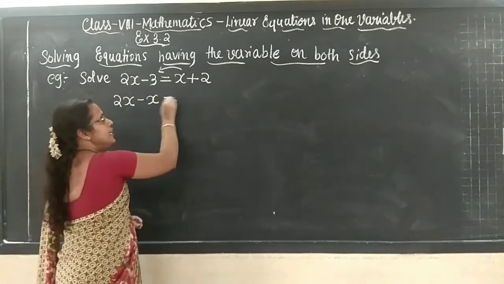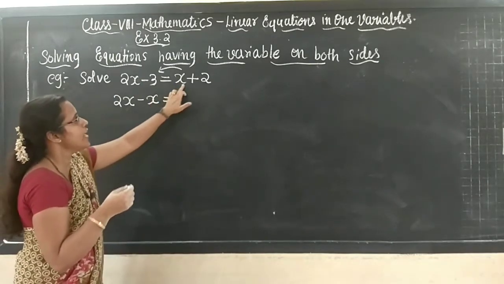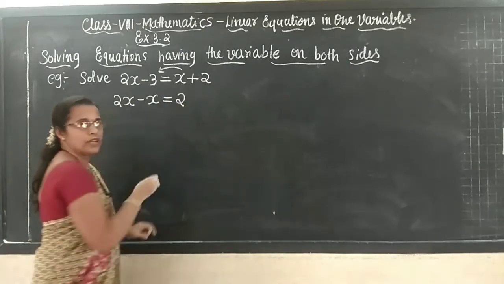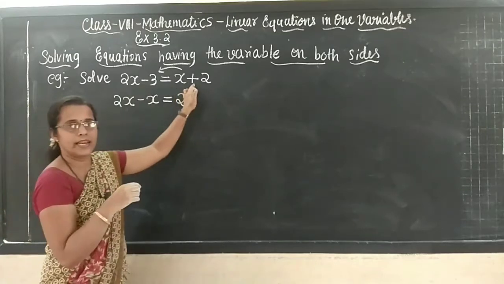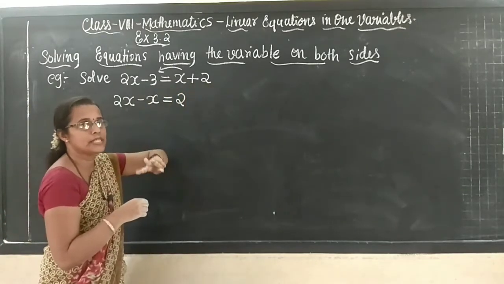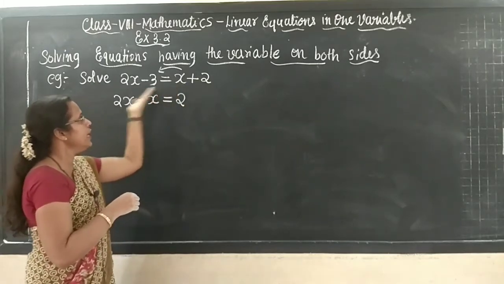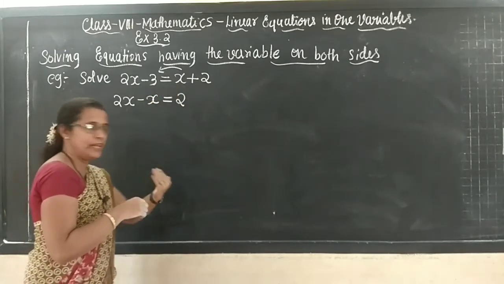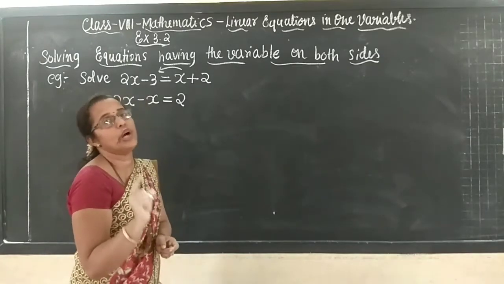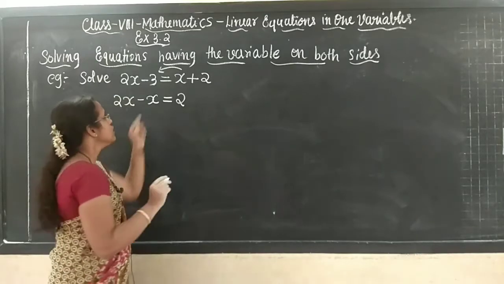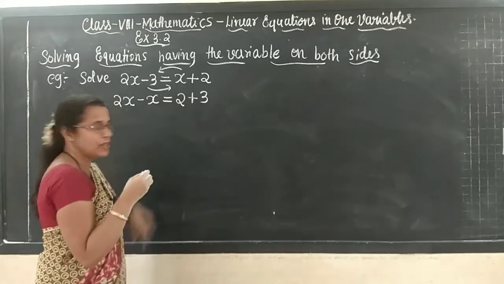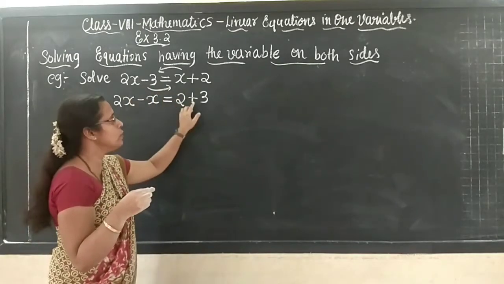Thereafter, write is equal to. The x went to that side, meaning what is already here, write that first. Then minus 3 is there. Numbers go to the same side: 3 and 2 are the numbers, take them to the same side, and variables to the same side. While bringing them from here to there, their sign will change. Keep that in mind, children. So here minus 3 taken to this side will become plus 3.